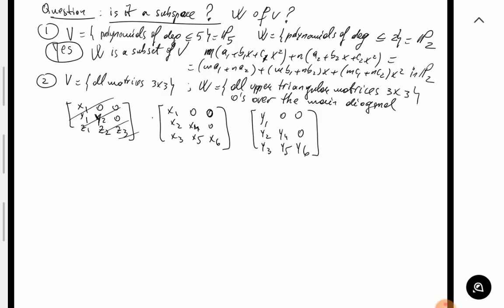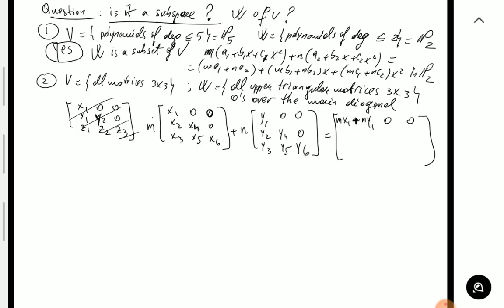Okay, so the question is, are these types of matrices closed under linear combination? If I take, for example, a scalar m times the first matrix plus another scalar n times the second matrix, will I end up with the same type of matrix with 0 above the main diagonal? I'm not going to write all the elements here because it's too tedious. Maybe the first one, right? So the first entry will be m x1 plus n y1, but then the other ones will be 0, right? Okay, so m times 0 plus n times 0 is 0.